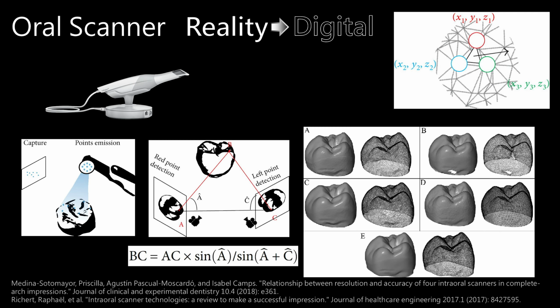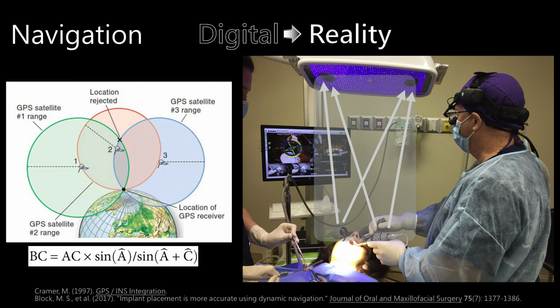Okay, so it's also the same with the navigation system. If you can see that, it's the same equation as this one. It's math. Yes. So in the navigation system, they have two different cameras here, and they also calculate the distance between the camera and the tracker. So that's the way you put the digital information back to reality.